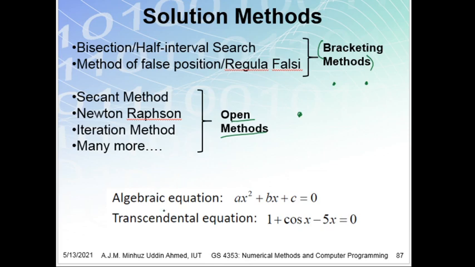The equation might be in different forms. It might be an algebraic equation, x squared plus bx plus c, or it might be in transcendental form as well, as you can see there: 1 plus cos x minus 5x equals 0. So all these structures can appear.